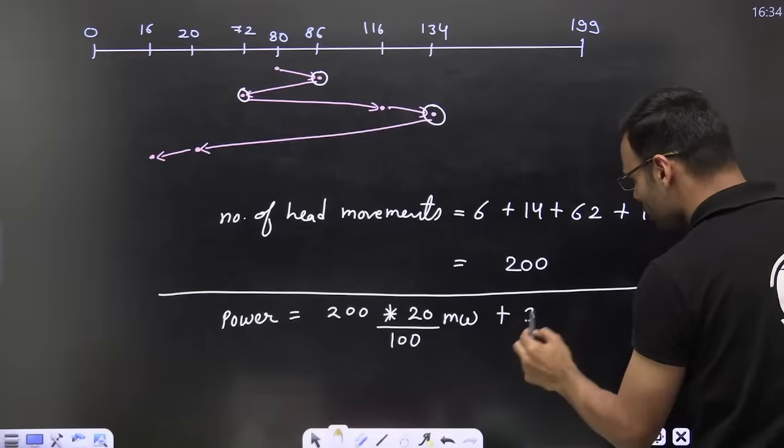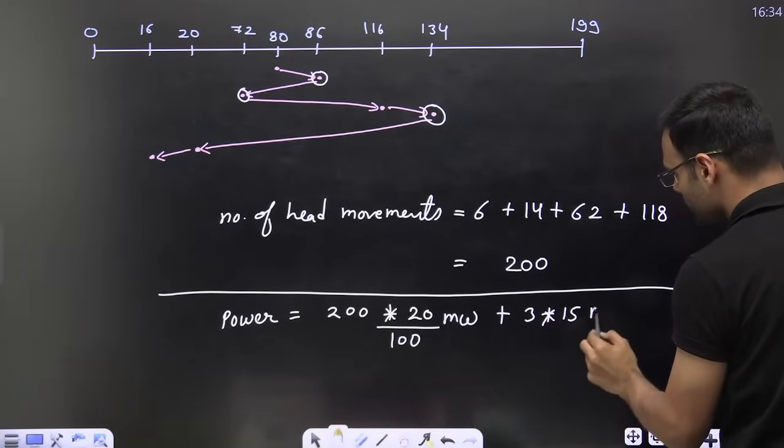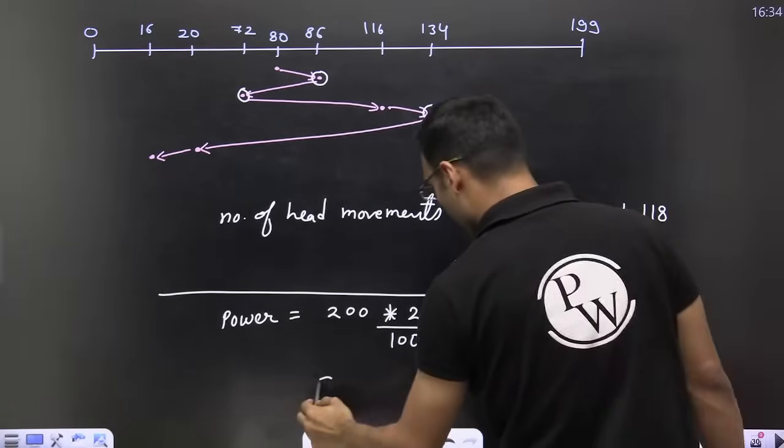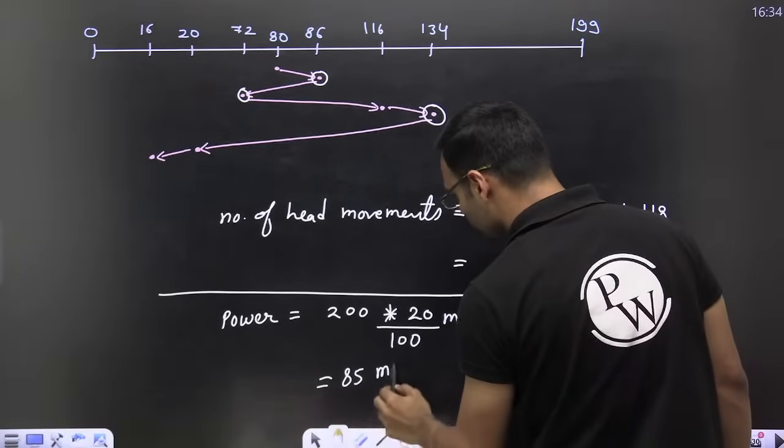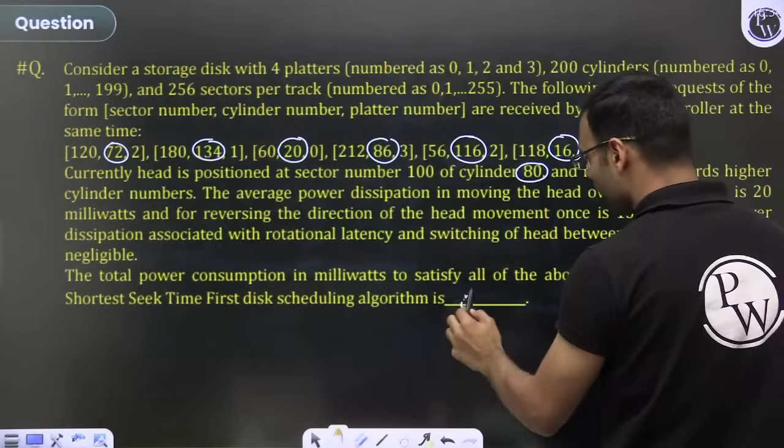3 times direction change. Each direction change takes 15. 40 plus 45, 85 milliwatt. That is the answer, 85.